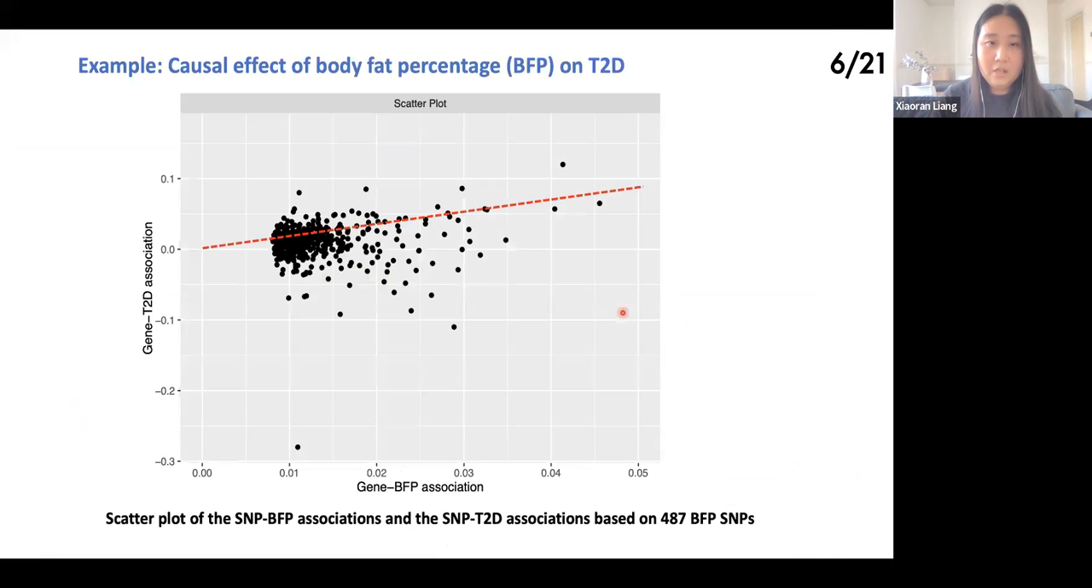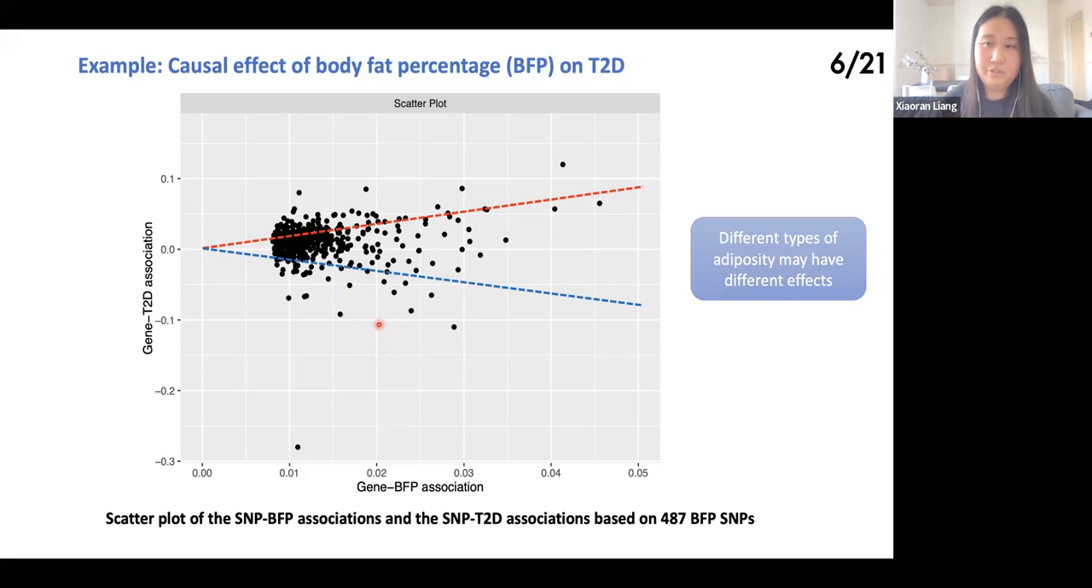conditions. So in our paper, we use body fat percentage as a proxy for obesity and estimate the causal effect on type 2 diabetes. We use an MR design with 487 SNPs, and this is the scatter plot of the SNP associations. We can see that this single line might not be a good fit because it couldn't cover the points in the lower part. So instead, we might need multiple slopes to fit the data, which might reflect the multiple or heterogeneous causal mechanisms from obesity to type 2 diabetes due to different subtypes of adiposity.